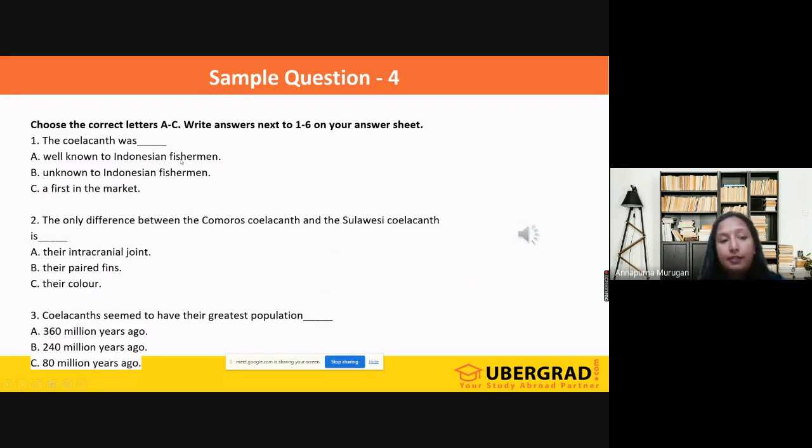Yes, guys. So now let me first discuss these things. The coelacanth, where was it found? It was found by an American scientist. It was found in Indonesia, in the fish market, isn't it? So that means it was well known to Indonesian fishermen, because they had them in their market.